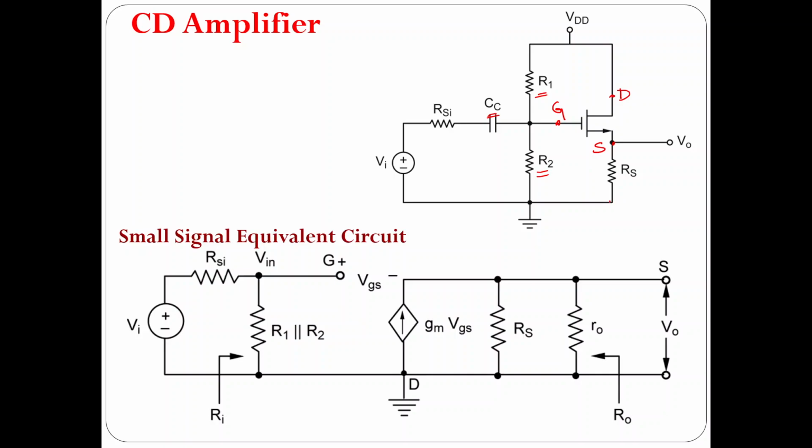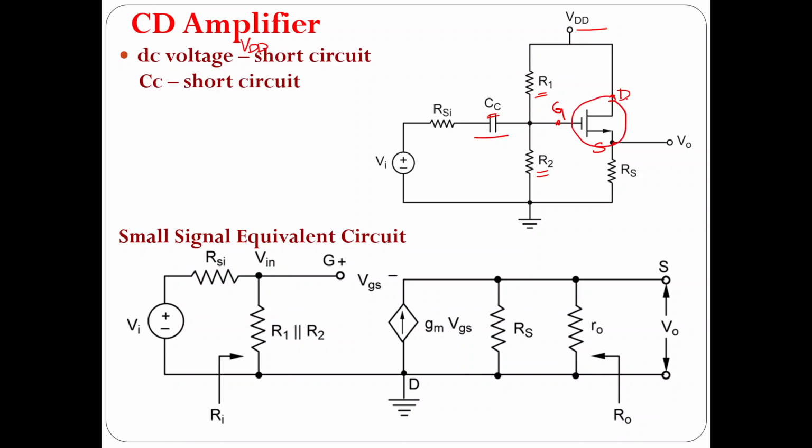Now from using the circuit diagram, we are going to draw the small signal equivalent circuit. How to draw it? We are going to apply 3 steps to find out the small signal equivalent circuit. First one is we are going to replace the DC voltage by a short circuit. When we look at the circuit, the DC voltage is nothing but VDD. So, we are going to replace VDD by a short circuit. And the second one is we are going to replace the coupling capacitor by a short circuit. So, this has been replaced by a short circuit and VDD has been replaced by a short circuit. And the third one is we are going to replace the MOSFET by its small signal model.